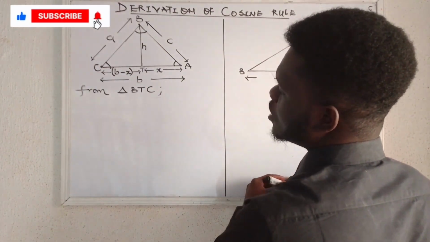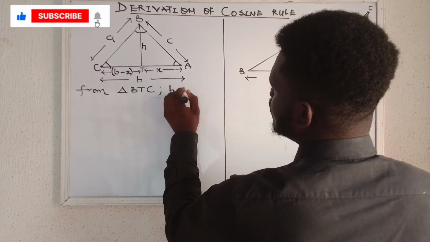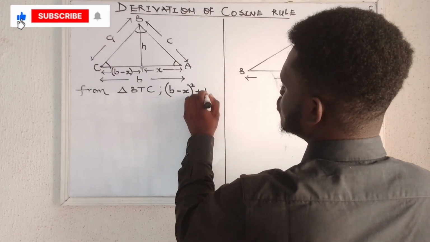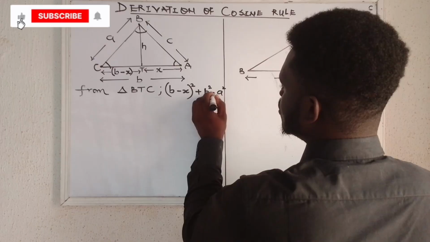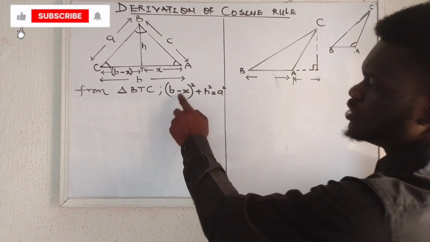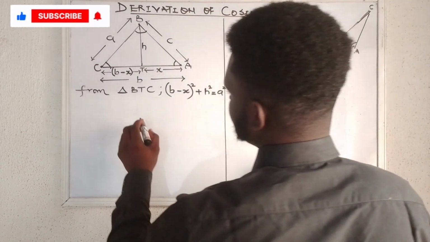So from the Pythagoras principle, you know that it will be B minus X all squared, then plus H squared must be equal to A squared. I'm trying to be as neat as possible. So B minus X all squared plus H squared must be equal to A squared. Let's try to expand.